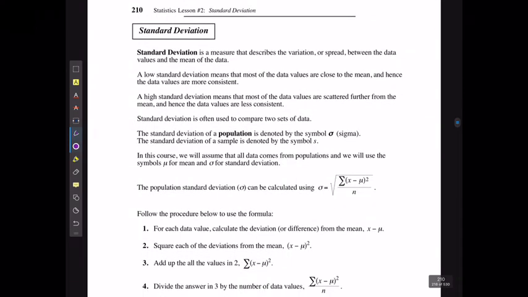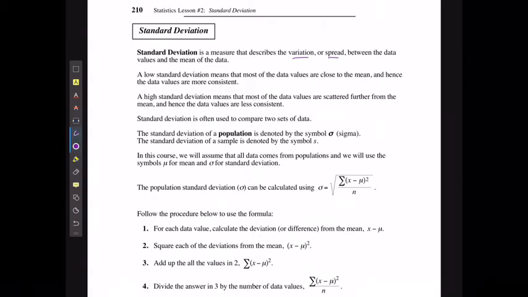When we talk about standard deviation, it's the measure that describes the variation or spread between the data values and the mean data. That's a fancy way of saying how far away from that central average data does it get.